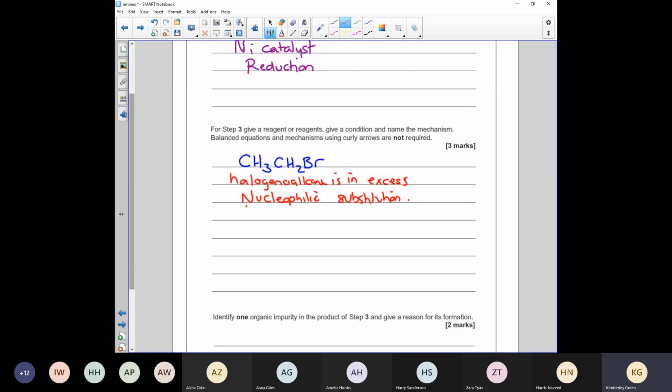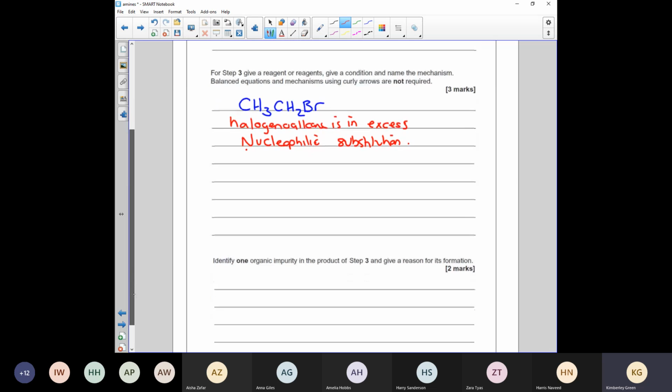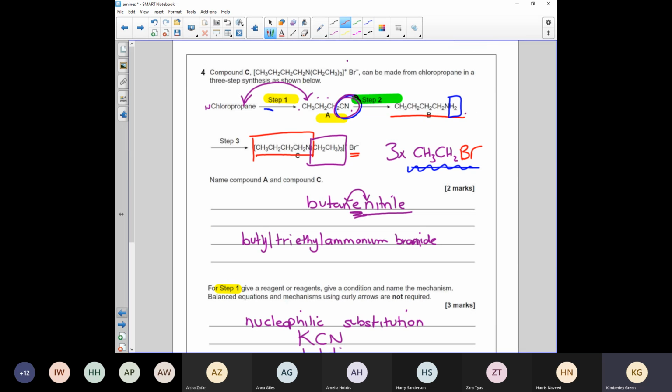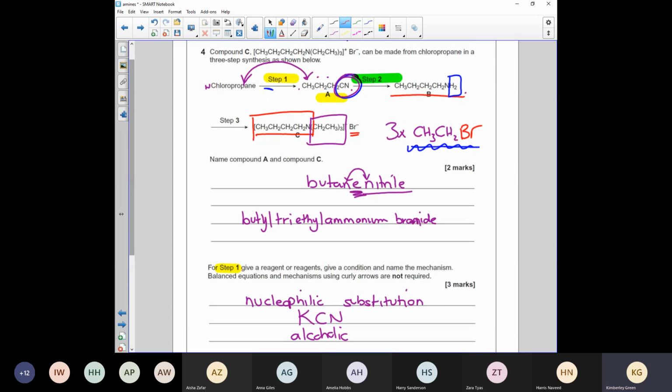So last one, 2 marks. Identify one organic impurity in the product of step 3 and give a reason for its formation. Only one, there's a few options. So what could happen? Pretty much the reaction could be incomplete.